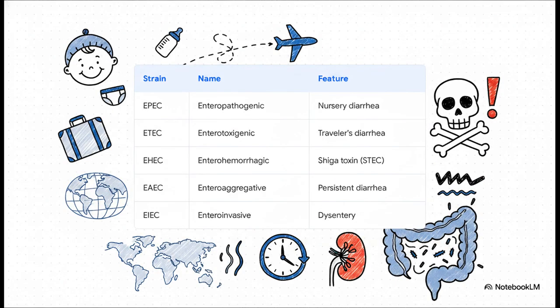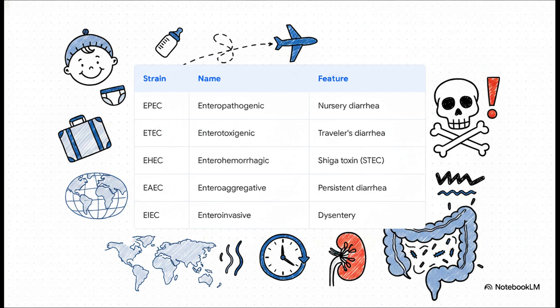Now, if there is one comparison table you need to memorize for Mr. Koi's exam, it is for sure this one. Escherichia coli comes in 5 major pathogenic strains, and trust me, they're super easy to confuse on a multiple-choice test. So let's use this table as a blueprint. EPEC is famous for nursery diarrhea in infants. ETEC is your classic traveler's diarrhea.